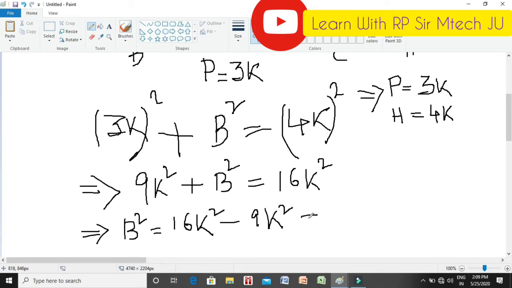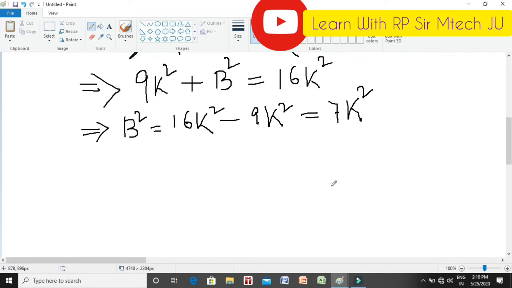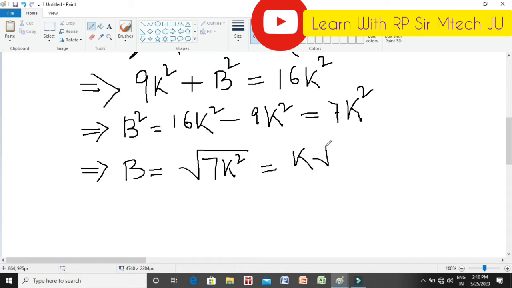16k square minus 9k square is equal to 7k square. So if b square is equal to 7k square, what will be the value of b? b will be equal to the square root of 7k square, which is equal to k root 7, because the square root of 7 doesn't give us a proper number. So I'm keeping it as square root of 7, and for k square, when you take the square root, it comes out as k. So this is the base.